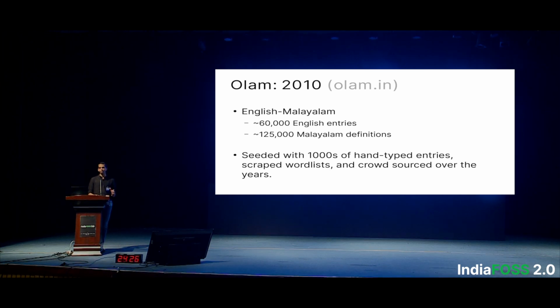And then I managed to scrape together more word lists. Surprisingly, there was a digital Malayalam activity way back also. And I managed to scrape together some unattributed word lists from Malayalam forums, and I put everything together. And then over the last 12 years, Olam has been open, where people can submit data. It's moderated, it's added. So it's been growing thanks to crowdsourcing. And today, Olam has 60,000 English words and 125,000 Malayalam definitions. But the quality isn't great because it's crowdsourced.